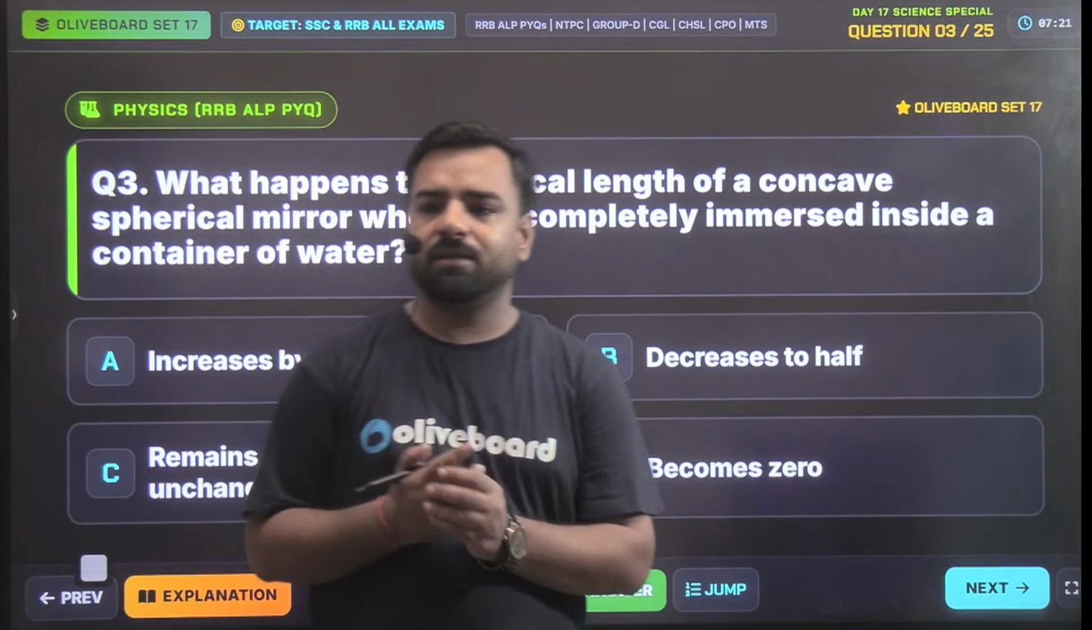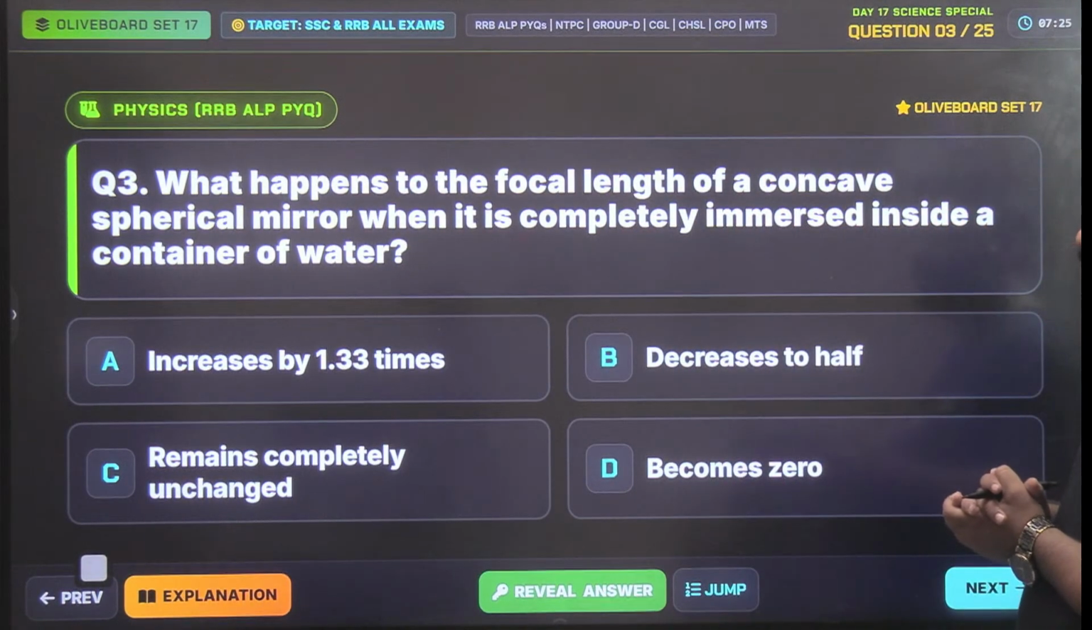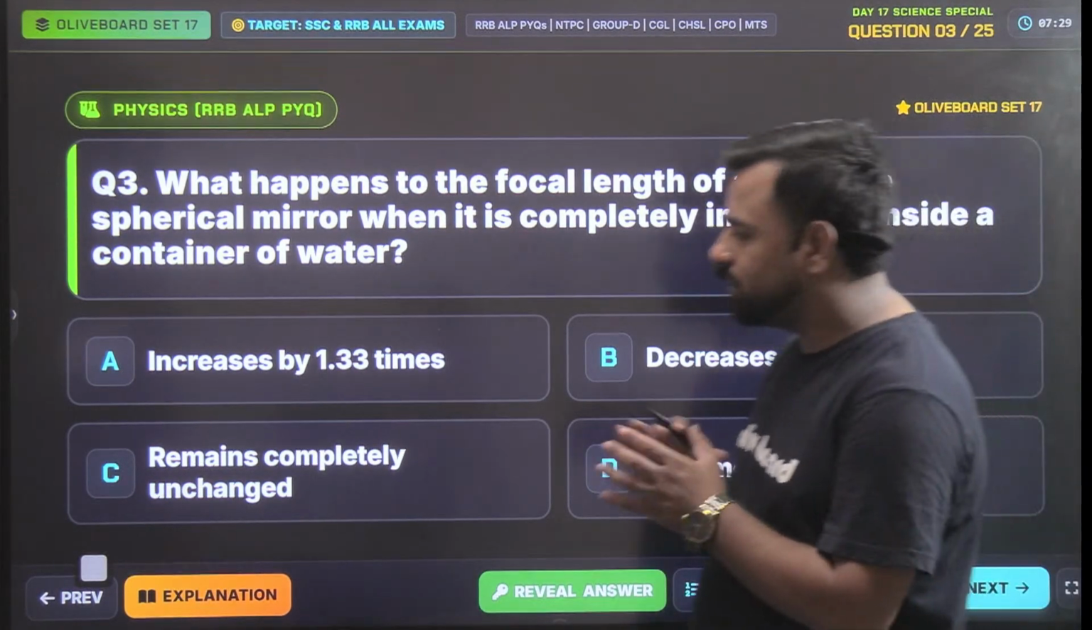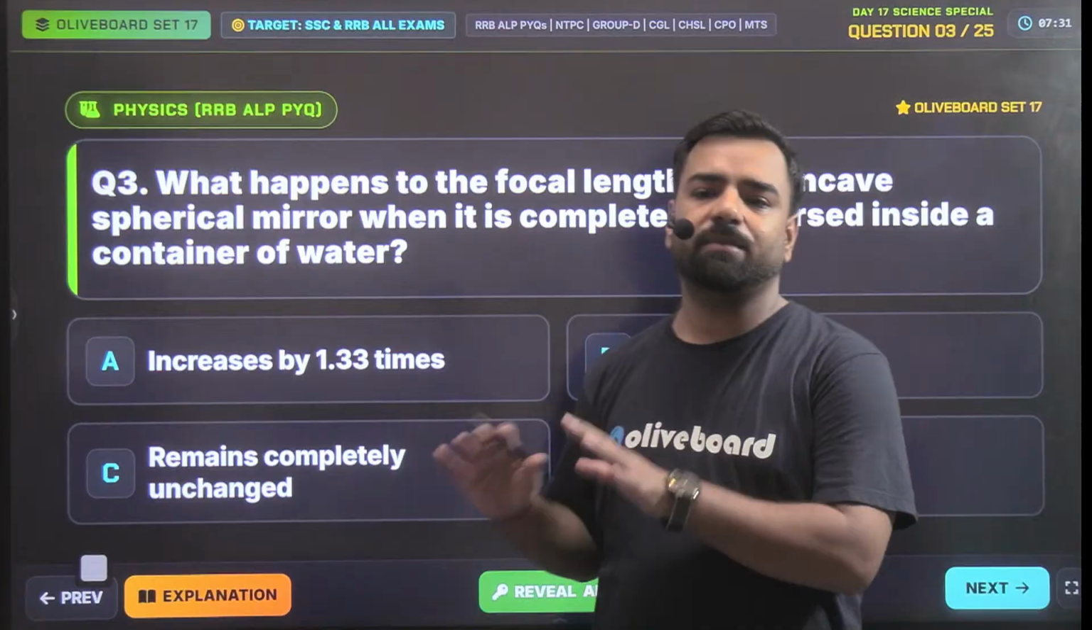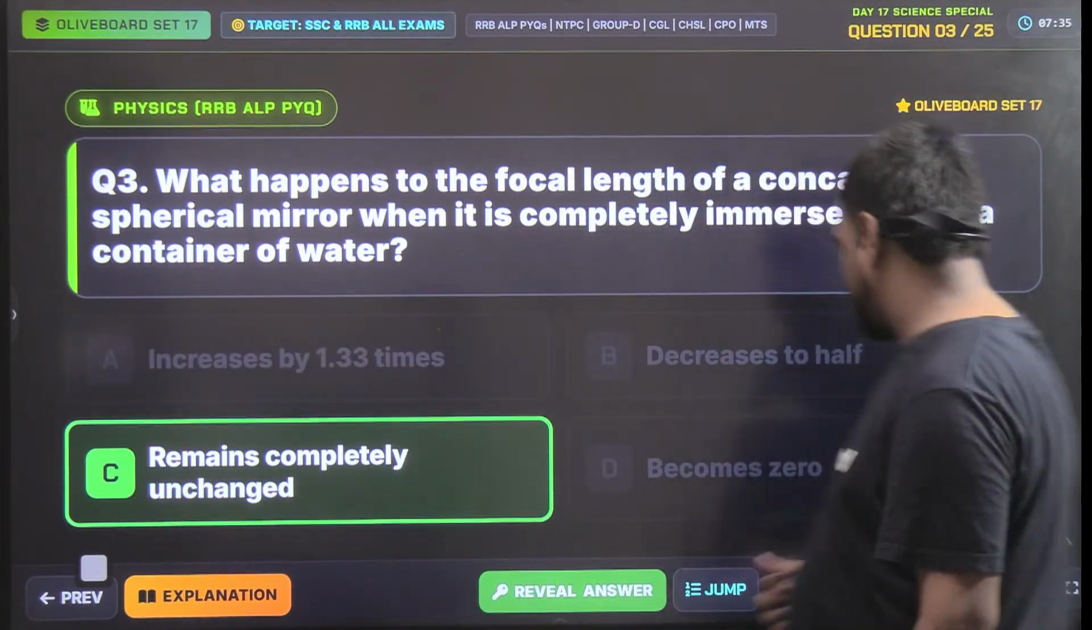So this time, the answer will be what? What happens to the focal length of a concave spherical mirror when it is completely immersed inside a container of water? Guys, it is going to remain the same, that is, it will remain completely unchanged. So the answer is option C.